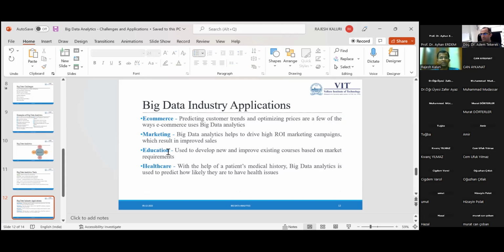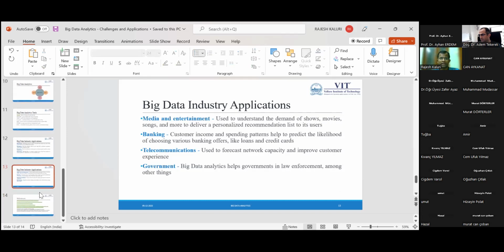Then coming to the next one, which is education and marketing. Here we need to come up with different courses in order to maintain the standards. After that, we have healthcare. With respect to healthcare, we need to look at the medical history of different patients, and also, as I mentioned in the previous slide, the smart healthcare system, which is very important. And then we have media and entertainment, banking sector, telecommunication, and government approaches.